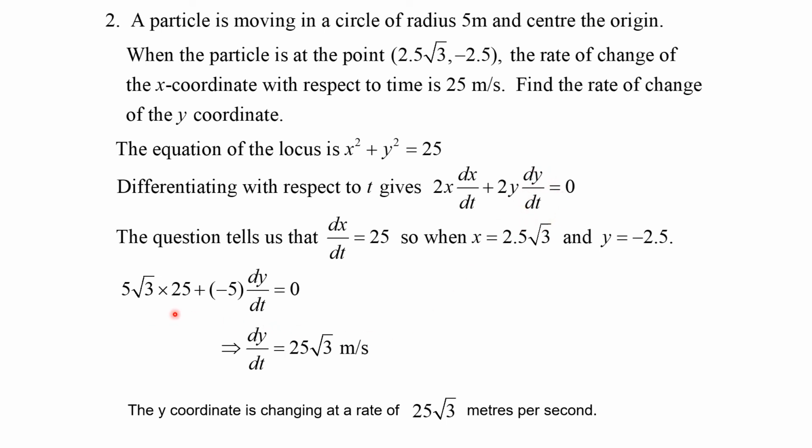You substitute everything accordingly, and you can calculate dy/dt, which will be 25/3, or you can write it in decimal, meters per second. So therefore, the y coordinate is changing. We are looking for the rate of change, which is dy/dt, at the rate of 25 over 3 meters per second.